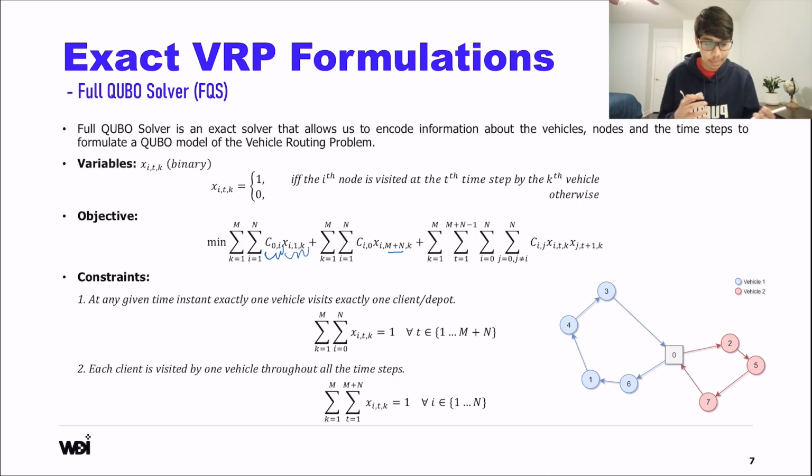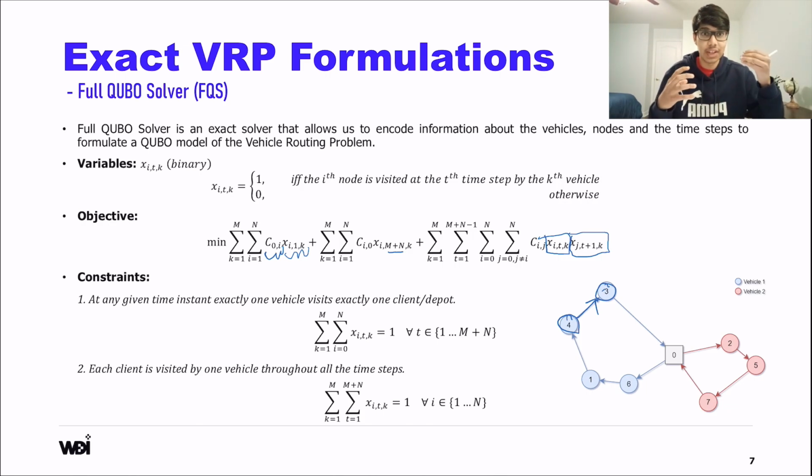Now, the next term in our objective function is really the meat of the whole problem, because notice we have a variable x_itk and then x_j,t+1,k. So basically, if x_itk is 1 and x_j,t+1,k is 1, that's like saying that at time step t the vehicle's at a certain node, and then at the next time step, it's at a different node. So it's definitely traveled a path from one node to the other.